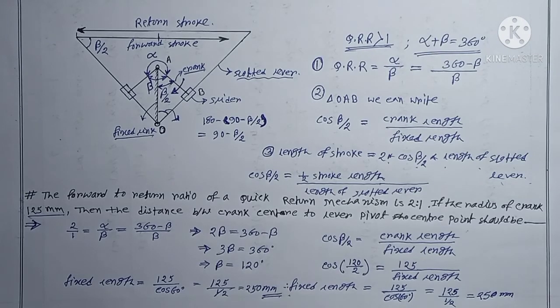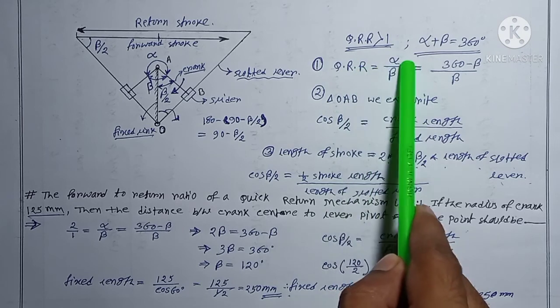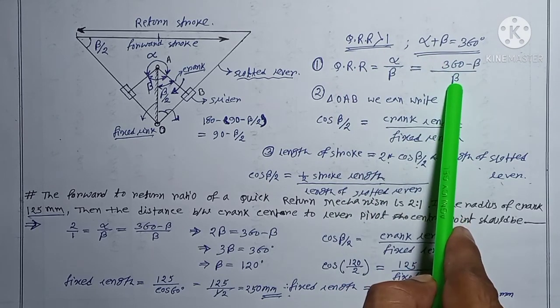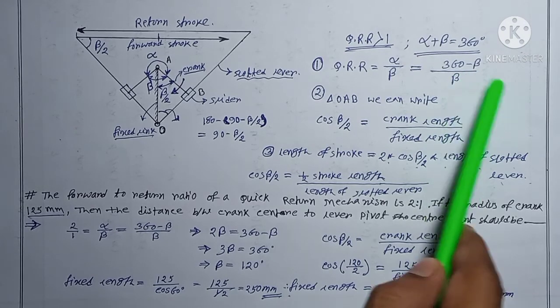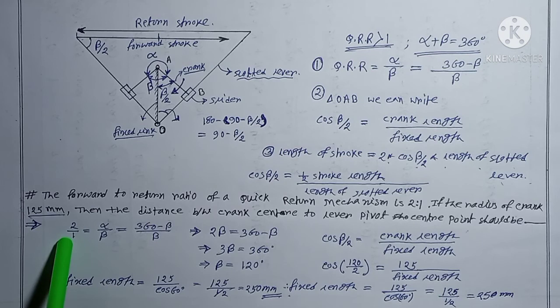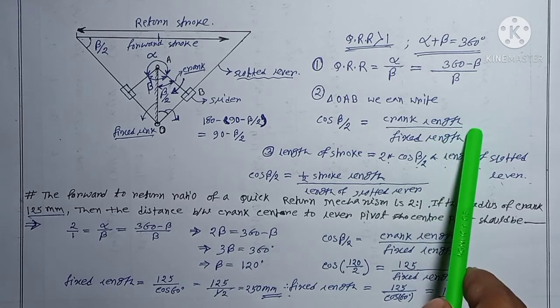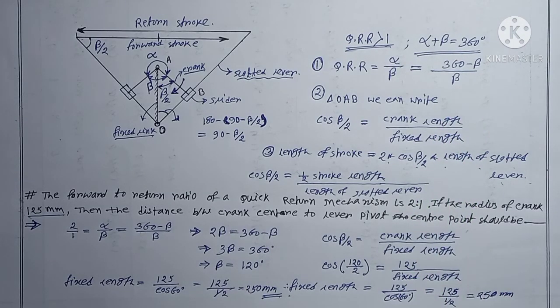So either the quick return ratio is given, from which you can find beta or alpha, or alpha or beta is given, from which you can find the quick return ratio. In this question the quick return ratio is given, so you can find the value of beta. Then with the help of this beta you can find either this one or this one. So it is clear. So in this video, this one only.